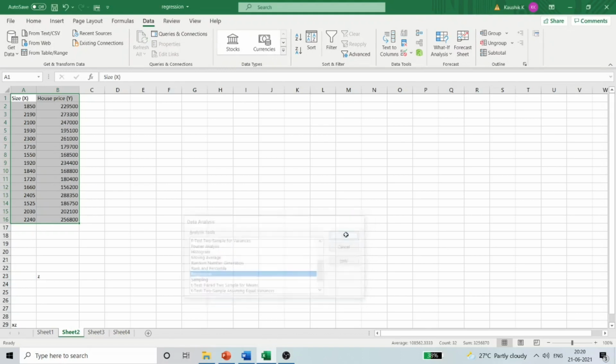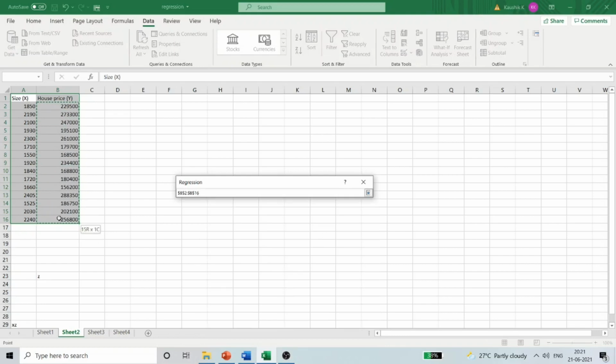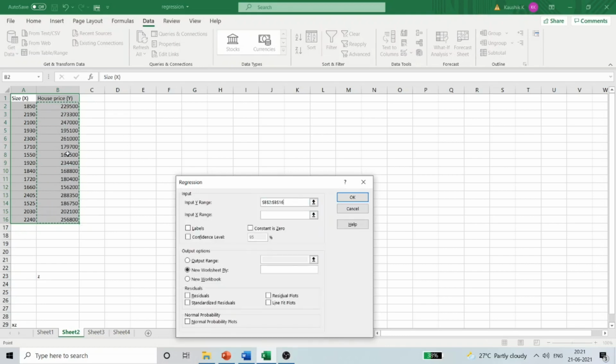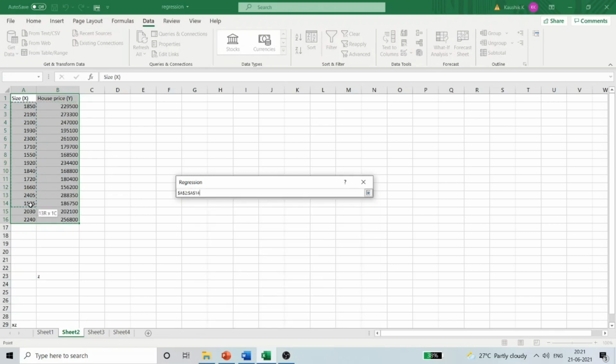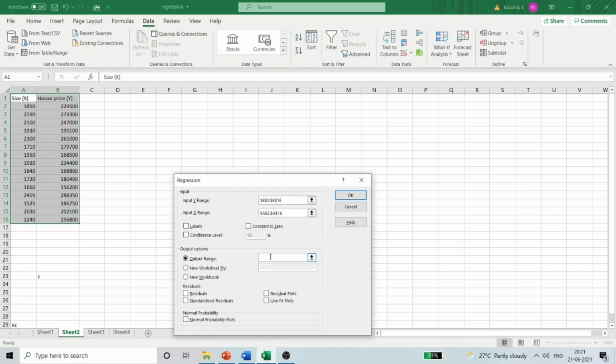I have to click on OK, then select the input y range. So this entire range is given here. Then again I have to give the input x range, so that is also specified. These are the ranges you have to give. Then the output range, which I have to mention. I have to click on this and select any empty row or empty column rather. So I'll give D. So here I should be able to get my result.